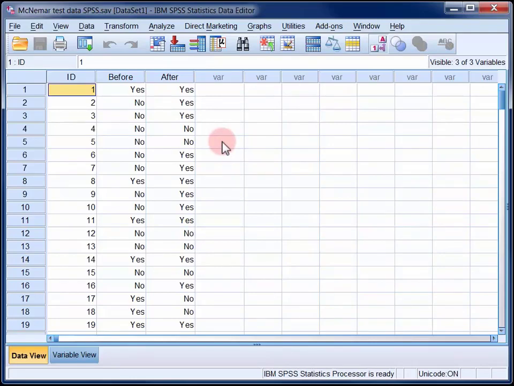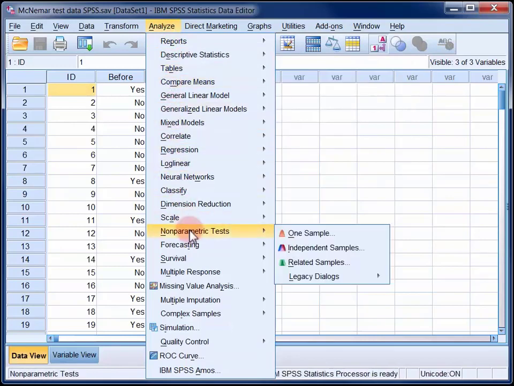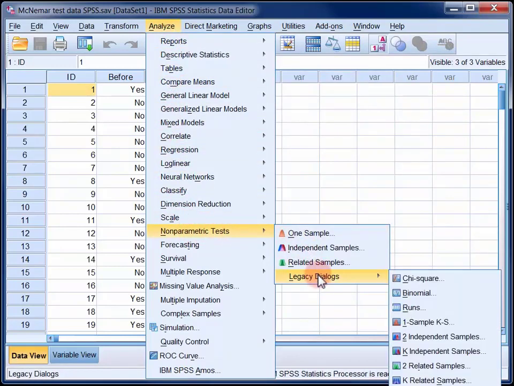Now with a McNemar test of change we can determine whether or not a significant number of participants changed their views on stem cell research after watching the documentary. So in the Analyze menu, select Non-Parametric Tests, and then Legacy Dialogues, and then 2 related samples.